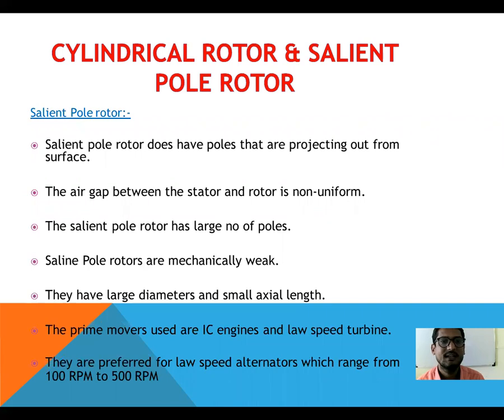Now the salient pole rotor does have poles that are projected out from the surface. Because of that, the mechanical strength of this type of rotor is very weak. The air gap between the stator and rotor is not uniform. Because of that, the speed of the rotor is slightly lower than the cylindrical type of rotor. The salient pole rotor has a large number of poles. Salient pole rotors are mechanically weak because the poles are projected out from the surface.